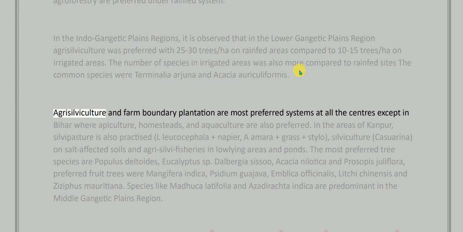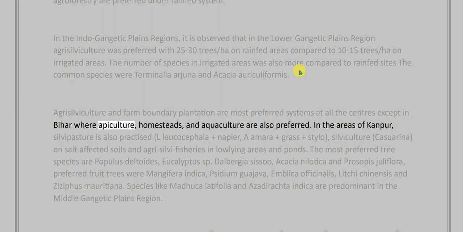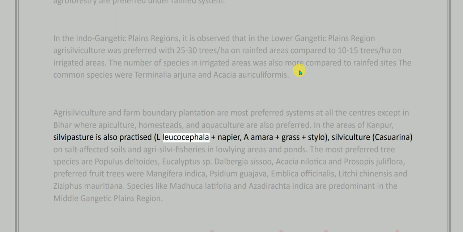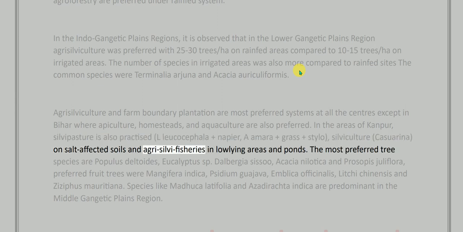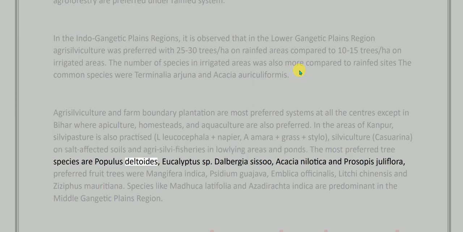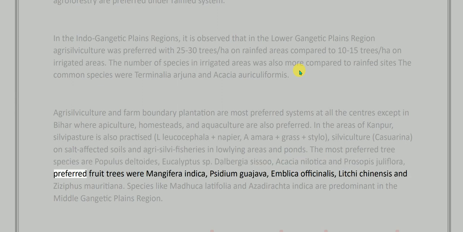Agri-silviculture and farm boundary plantation are most preferred systems at all the centers except in Bihar, where apiculture, homesteads, and aquaculture are also preferred. In the areas of Kanpur, silvipasture is also practiced: L. leucocephala plus napier, A. amara plus grass plus stylo, silviculture, casuarina on salt-affected soils and agri-silvi-fisheries in low-lying areas and ponds. The most preferred tree species are Populus deltoides, Eucalyptus sp., Dalbergia sissoo, Acacia nilotica and Prosopis juliflora. Preferred fruit trees were Mangifera indica, Psidium guajava, Emblica officinalis, Litchi chinensis and Ziziphus mauritiana.